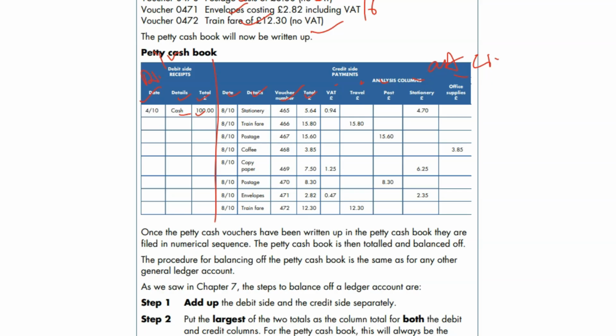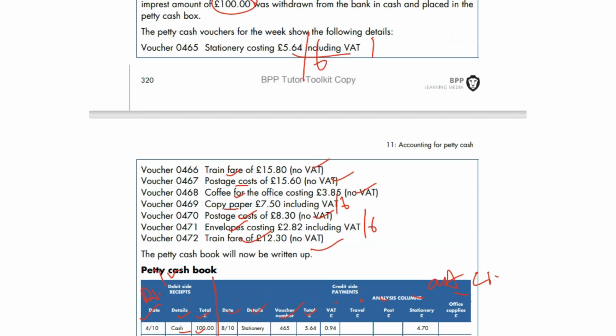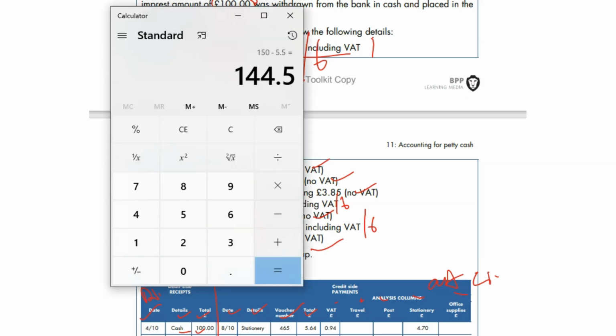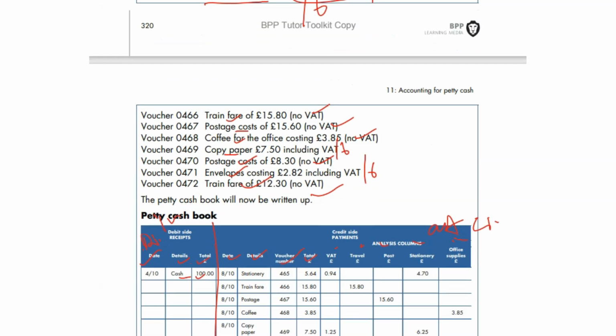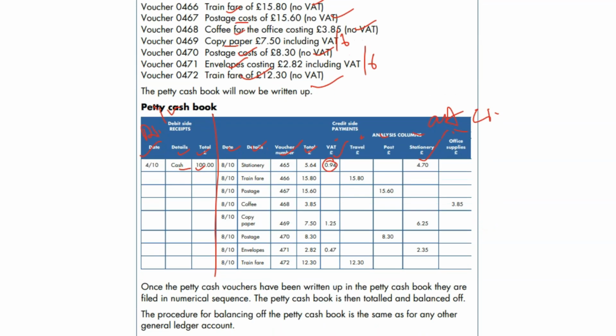The first one, look at this, it was stationery, wasn't it? If you divide by 6, let me take my calculator on screen. So 5.64, divided by 6 is 9.94. 9.94 is your VAT. VAT into the VAT column, stationery into the stationery column, added up together into the total column. Next one is train fare, right into the total column, right into the travel. Then postage, right into the total column, right into the postage.